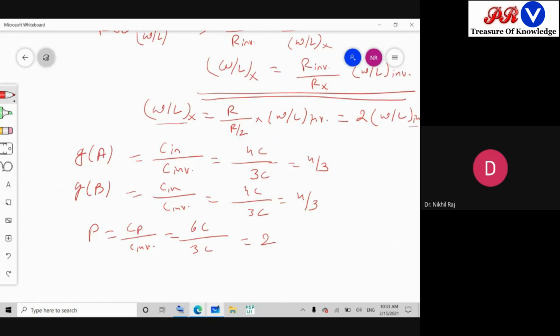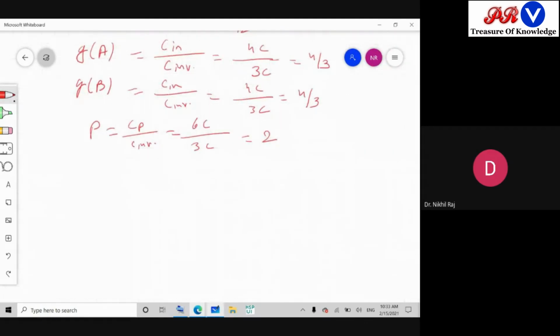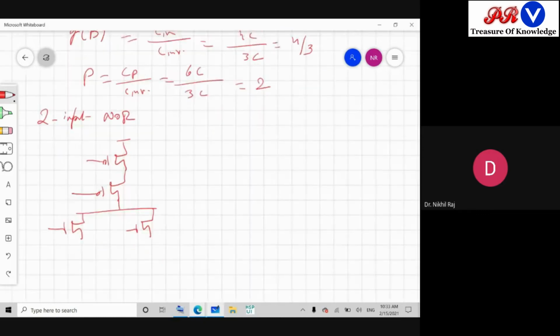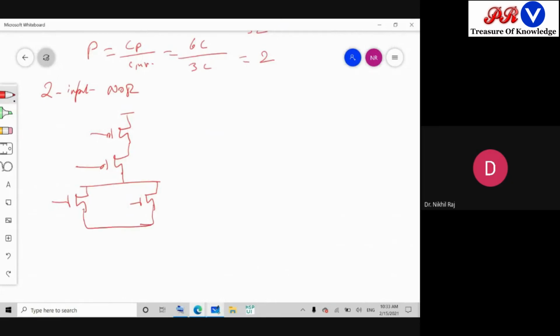Now we'll go to another gate, the 2 input NOR gate, and I wish you to answer this question. 2 input NOR gate. So what will happen in the NOR gate? All will change. This is your output, and let's say it is A, B, here A, here B.